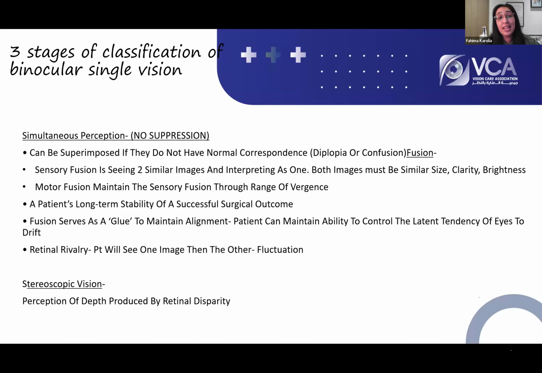And the last stage of binocular single vision is stereoscopic vision, 3D vision. So us looking in the world and noticing where things are in relation to one another. It's the perception of depth. And I'm going to talk more about these things, and I'm going to talk more about 3D vision.